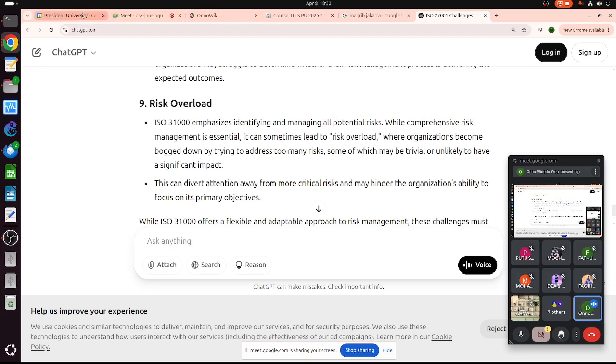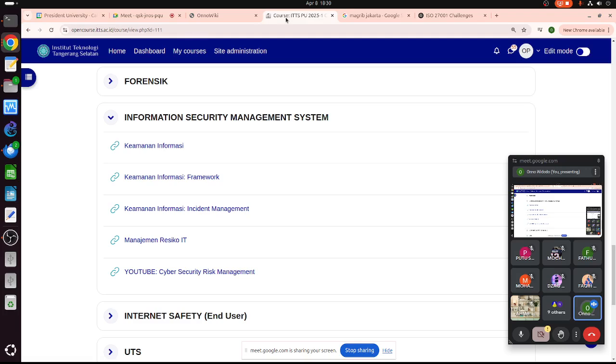Okay, so this is part of this class, part of this module, information security management system. So basically, this is the auditing part of cybersecurity. Okay, now to give you some.